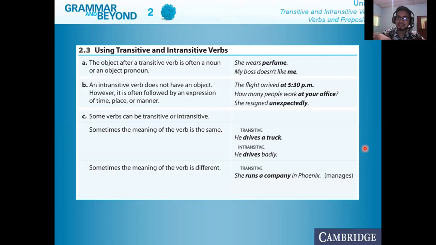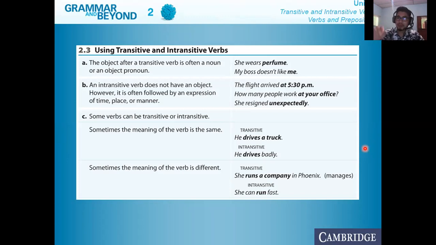We have an object because we're talking about how she manages a company. She's the one responsible for taking care of every action of the company. She can run fast. That's another example of a verb that can be transitive or intransitive. In one case, the meaning is managing something, and in the other case, we're talking literally about the action of running. Therefore, depending on the context, the meaning of a verb can change.